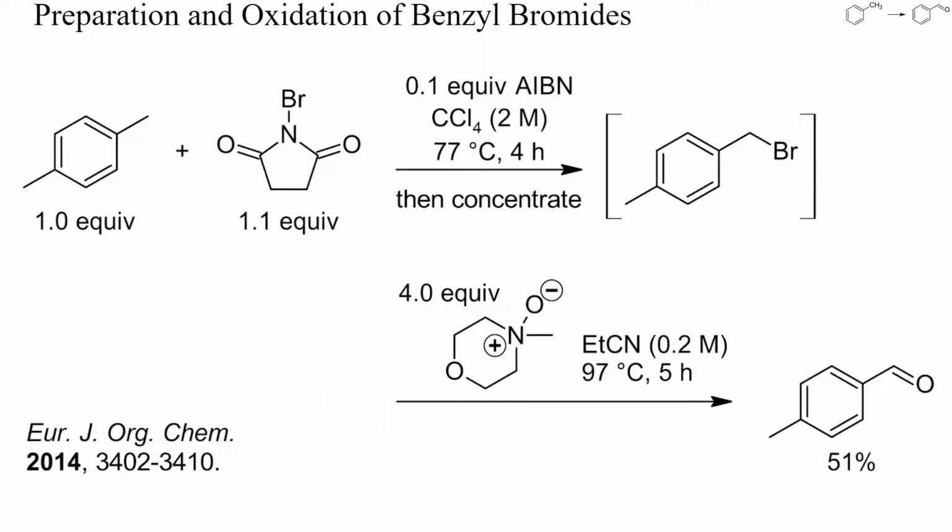Radical brominations are more expensive but easier to perform than radical chlorinations and are therefore often preferred in small-scale laboratory preparations. In this example, paraxylene was first brominated with NBS and AIBN, and the crude benzyl bromide was then oxidized by heating with an excess of amine oxide.